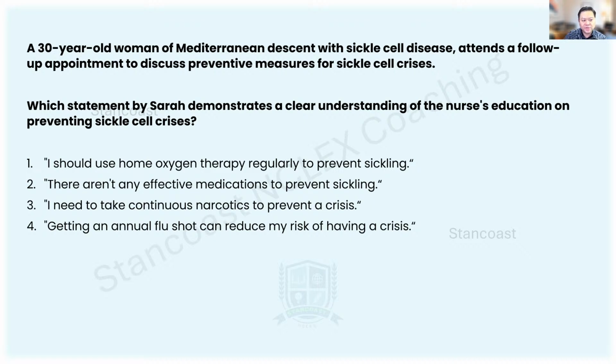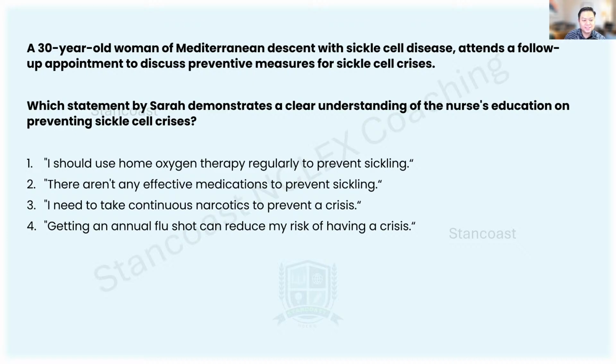A 30-year-old woman of Mediterranean descent with sickle cell disease attends a follow-up appointment to discuss the preventive measures for sickle cell crisis. Which statement by Sarah, the patient, demonstrates a clear understanding of the nurse's education on preventing sickle cell crisis? Is it 1, I should use home oxygen therapy regularly to prevent sickling? Or 2, there aren't any effective medications to prevent sickling? Or 3, I need to take continuous narcotics to prevent a crisis? And 4, getting an annual flu shot can reduce my risk of having a crisis.